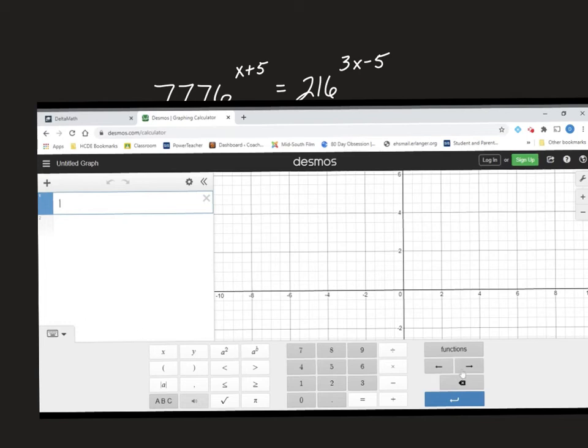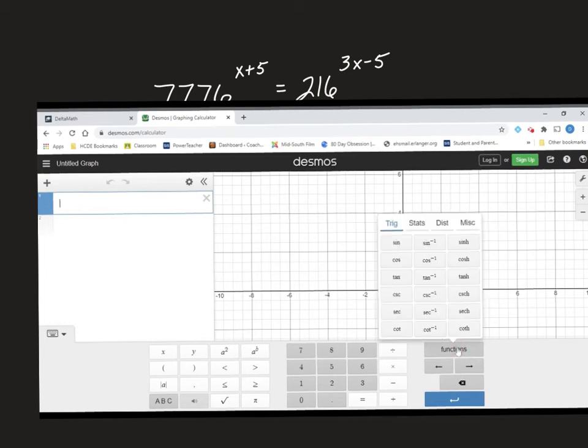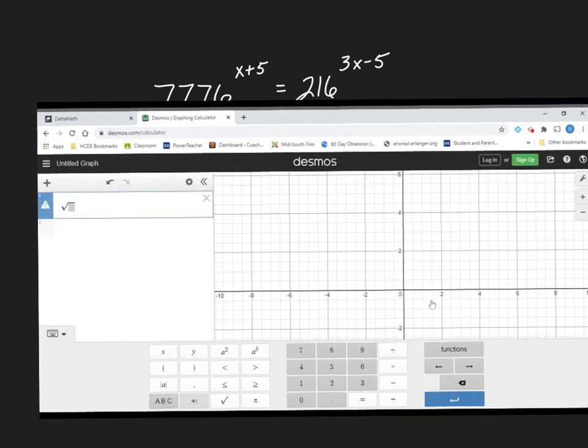I'm going to go to Desmos, hit my keyboard, and then under functions. And by the way, on your other calculator, it's the same thing. Just go to math and hit the fifth option. And what we need is this right here, the nth root of a number. So we don't know what the root is, so we're going to put an x right there in the index. And then we're going to put in the number 7,776.